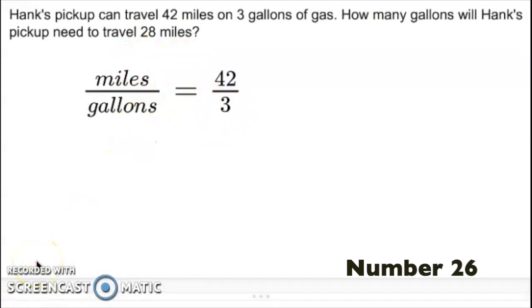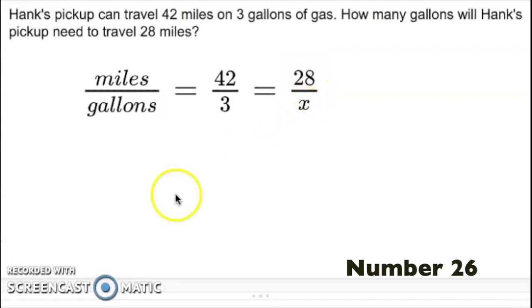Now to set up the proportion from there, we look at what's being asked for. We're looking for how many gallons. So that means for my next fraction, the gallons is going to be x because we don't know that. And we're given 28 miles, so 28 miles goes on top. So equals 28 miles over the amount of gallons that we're looking for.